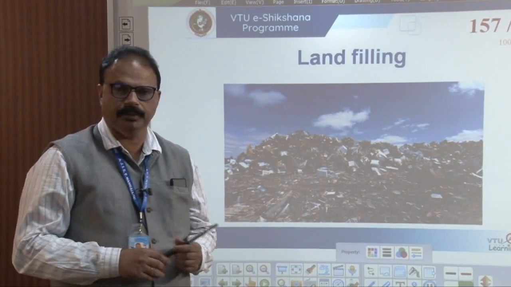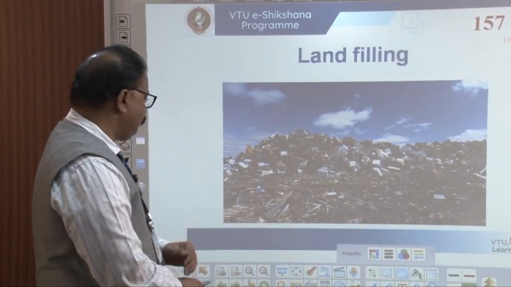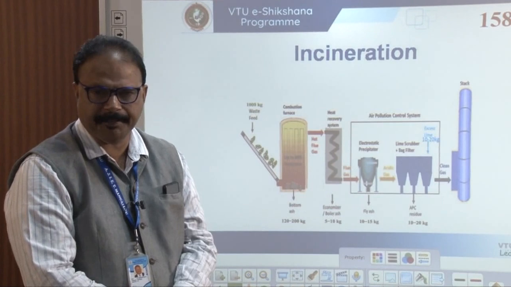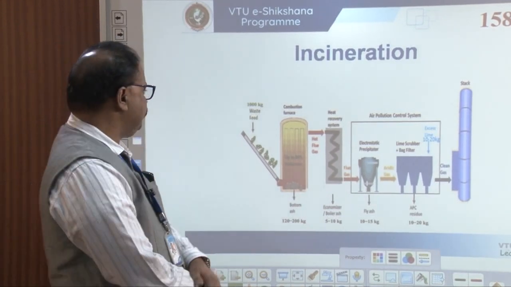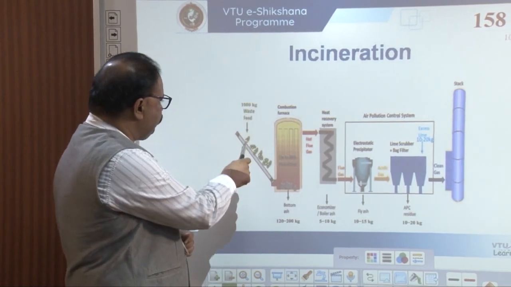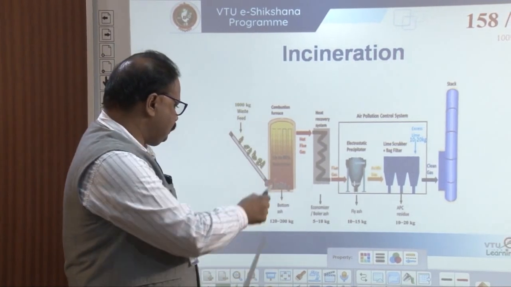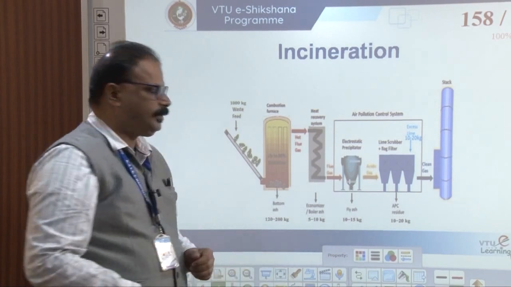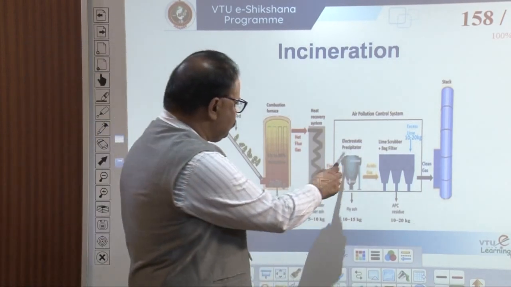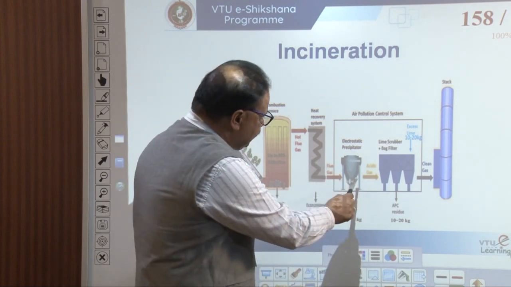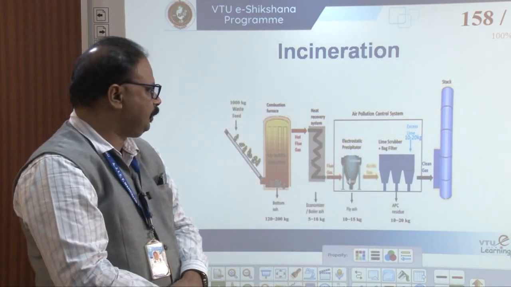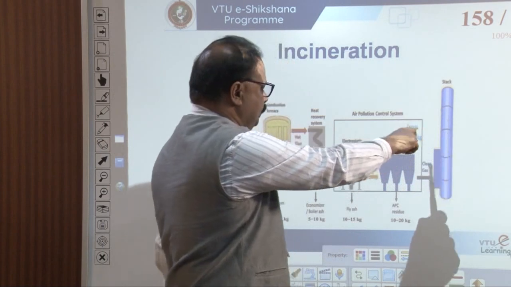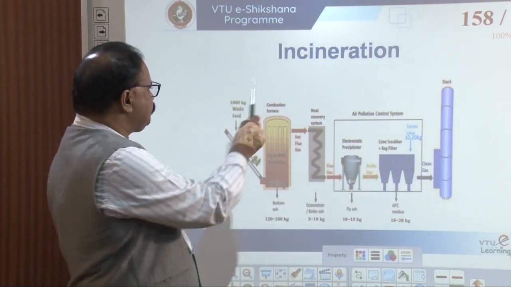Last class we ended with landfilling. Then we go for another process, incineration. This is e-waste management. In this, 1000 kg of waste is fed to the combustion furnace at about 1000 degrees Celsius. From there, the heat is recovered, and the gas moves to the electrostatic precipitator. Then the gas moves to the lime scrubber and bag filter, and the clean gas goes to the stack. This is the process of incineration.